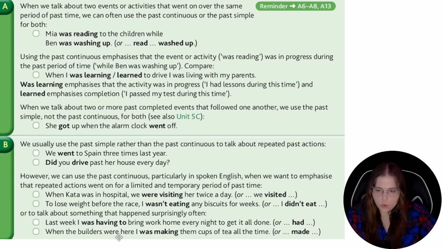When the builders were here, I was making them cups of tea all the time. I was making them these cups of tea, first of all, during this period when they were here. And secondly, I want to tell about the long action, just a long action. Or I can use just made, like a fact.